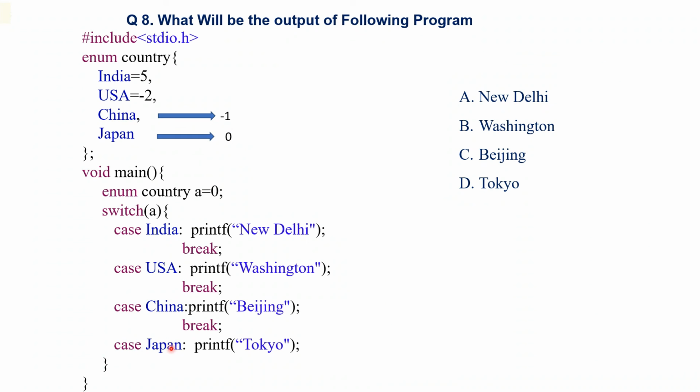So now the match occurs, and therefore the next statement will be executed. That means with this statement Tokyo will be displayed on the screen. So hence the output for this program is Tokyo. That is option D.